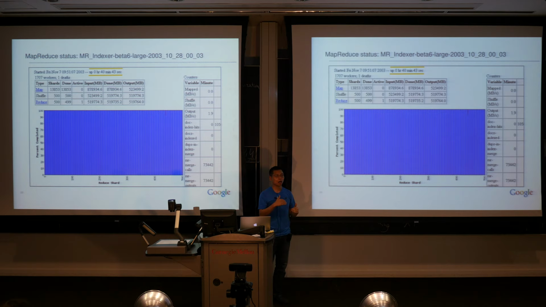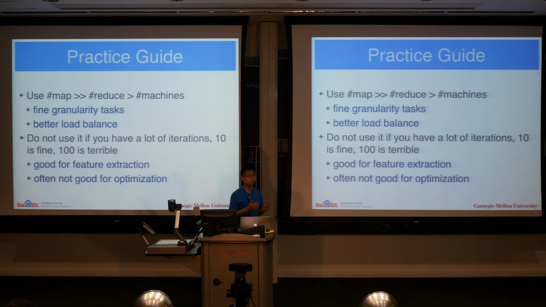In practice, you want more map tasks than the actual number of machines you have. That is like what we use for a thread pool. If you have 8 threads, maybe you want to have 80 tasks. This is because if you make the tasks small, the system can do load balancing for you. And in practice, do not use MapReduce if you really have a lot of iterations. For example, if you do some feature extraction, maybe you just pass over the data a few times, from the raw data to get the feature data for the machine learning algorithm. That is fine.